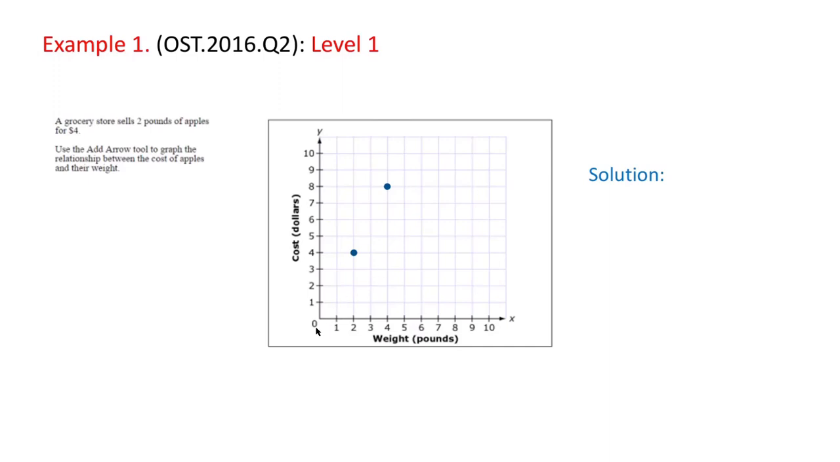If you take 1 pound, it will be $2. And then you just draw a line through them, and that would be your answer. So any graph with 2 points on the line is an answer. So that's how you draw it. It's straightforward.